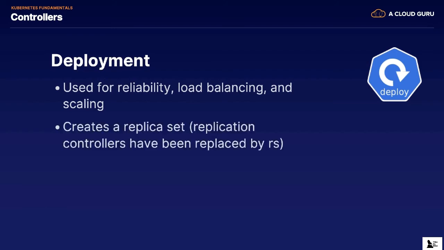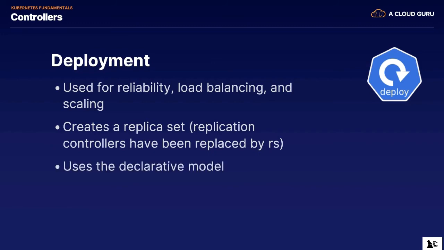When you create a deployment, it creates what they call a replica set. Now, you might find some documentation out there that talks about replication controllers. Replication controllers have been replaced by replica sets for the most part, and it's recommended that you only use replica sets, and that's what a deployment will automatically create for you.